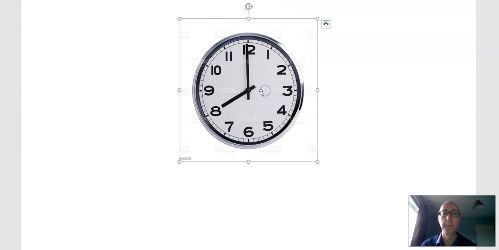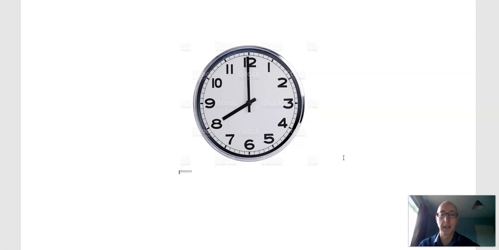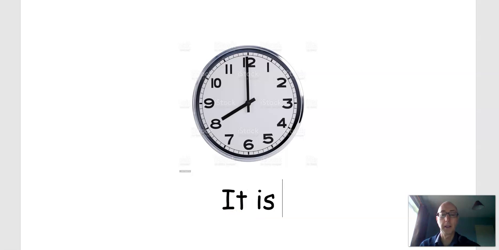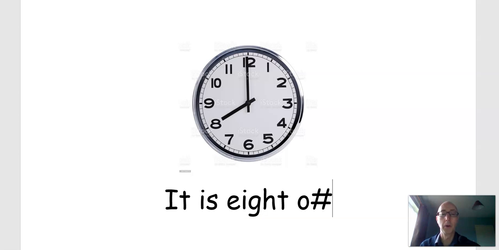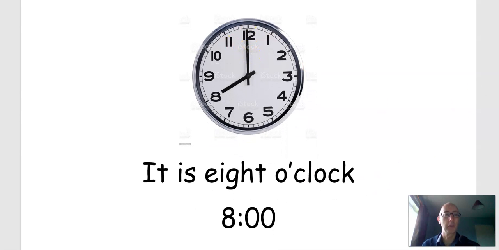So what time is it now? The big hand is at 12. We know that means it's o'clock. So what's the hour? We see the little hand is at 8. And so we know it is 8 o'clock. And in numbers, it's like this. It is 8 o'clock, again, because the big hand is at 12.